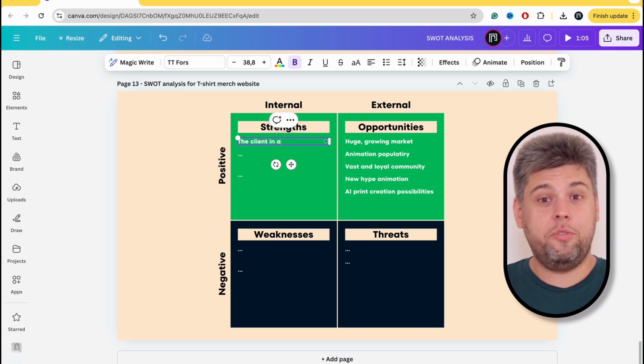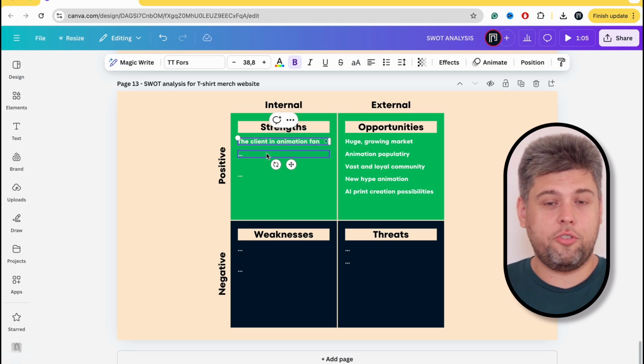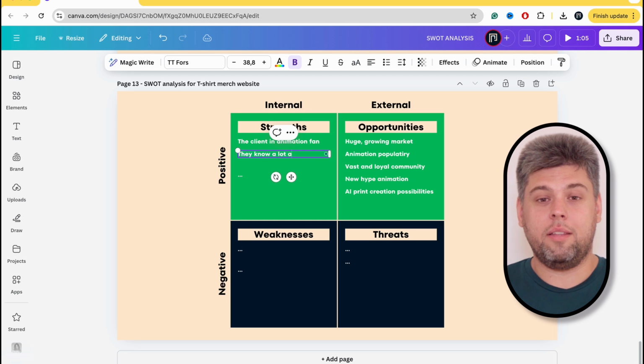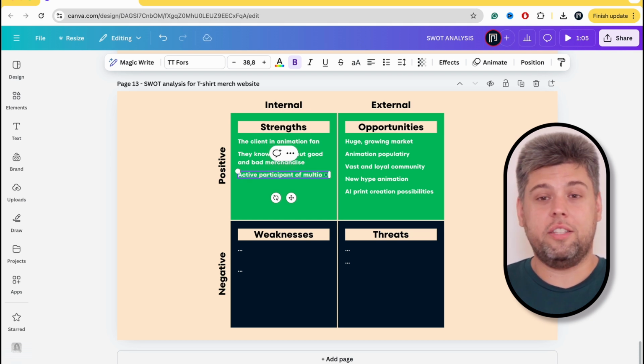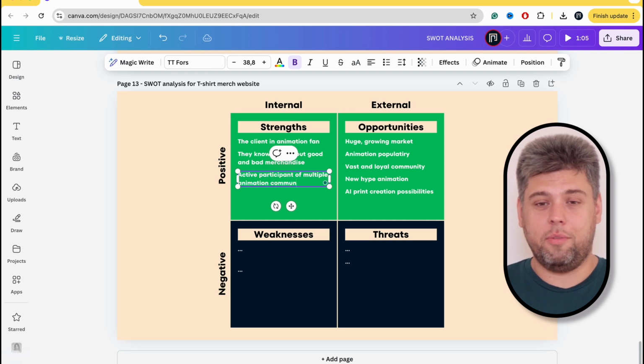The client is a huge fan themselves. They own a lot of merchandise and they know what are good and bad merchandise brands, meaning they are great subject matter experts. On top of that, they are part of multiple fan communities and could reach them quickly. All we learned is awesome. Now we know a great source of domain knowledge.